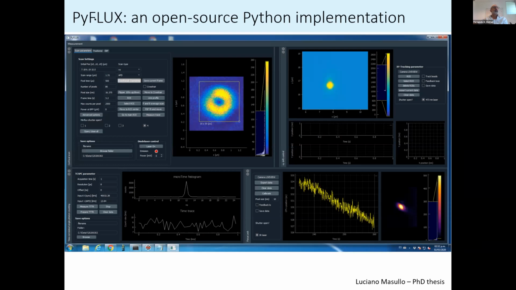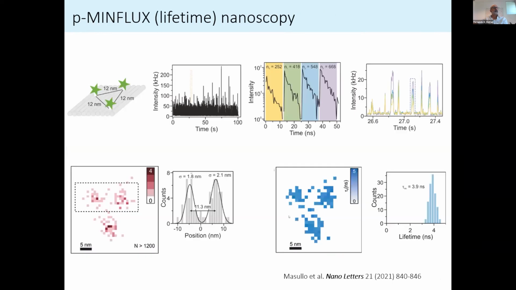Before, I want to tell you that all this implementation of MinFlux is open source, written in Python, and you can get it from the GitHub of our group if you are interested. And here you see examples. Again, we use the DNA origami to test the performance of the methods. And here you see an image now with a 5 nanometer scale bar. And at the same time, you can obtain lifetime because it comes for free on these methods.